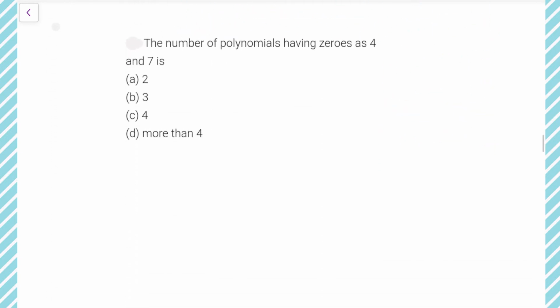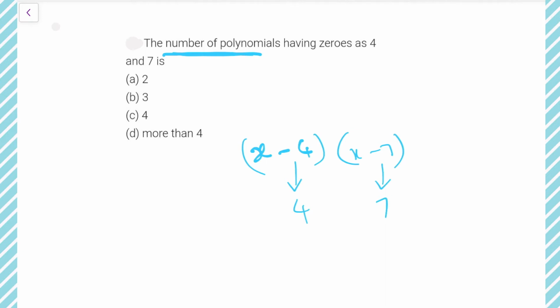Next, the number of polynomials having zeros as 4 and 7. Observe, here he is just asking number of polynomials, but he is not mentioning particularly number of linear polynomials or quadratic polynomials or cubic polynomials. Just he is asking how many polynomials are possible. Infinite are possible. For example, I can create one polynomial like x minus 4 into x minus 7. Here minus 4 is there means plus 4 will be 0. Here minus 7 is there means plus 7 is there. So 4 and 7 are zeros.